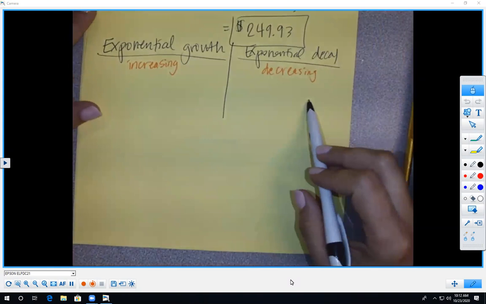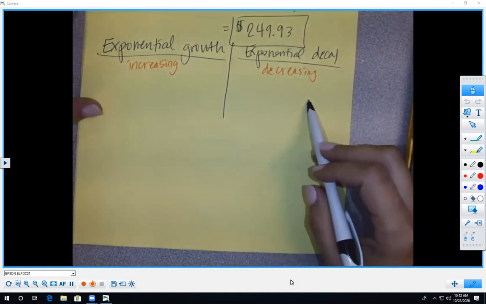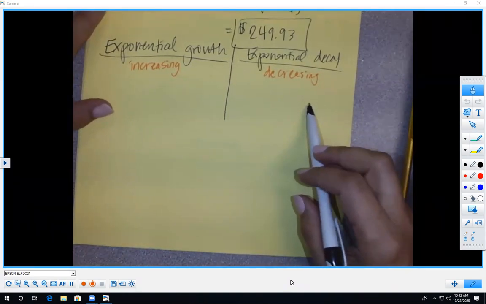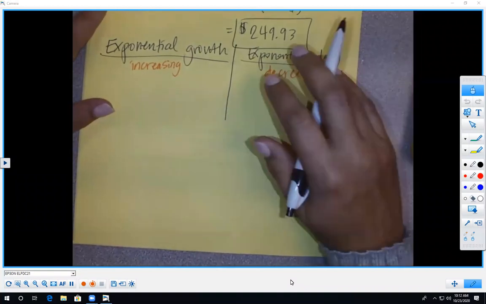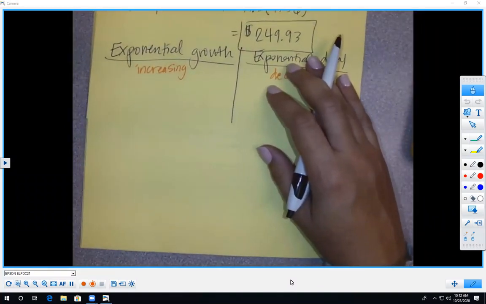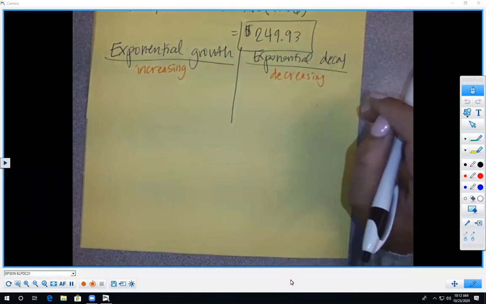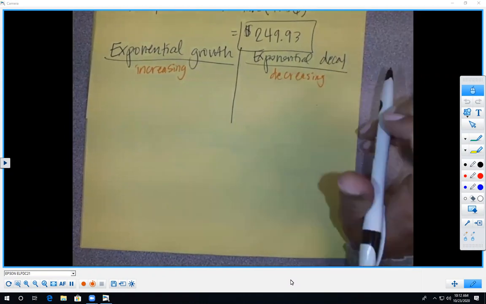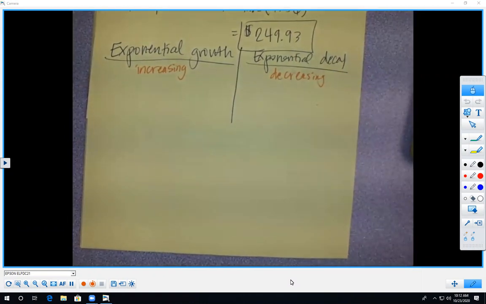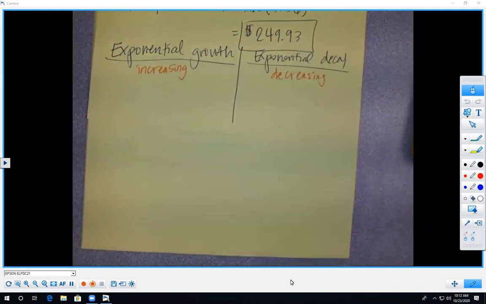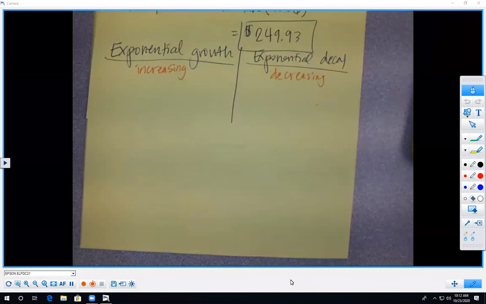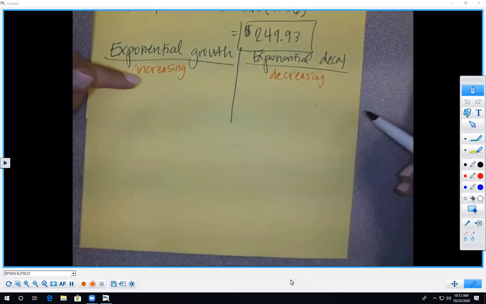Exponential decay, things that decay are everything. Unfortunately, like when you buy a car, that decreases in value the second you drive it off the lot, but then also as you drive it every single day, it decreases in value. Other things that decay, like minerals, science, carbon dating, all that's based on exponential decay. Okay, so there's some ideas of exponential growth and decay.